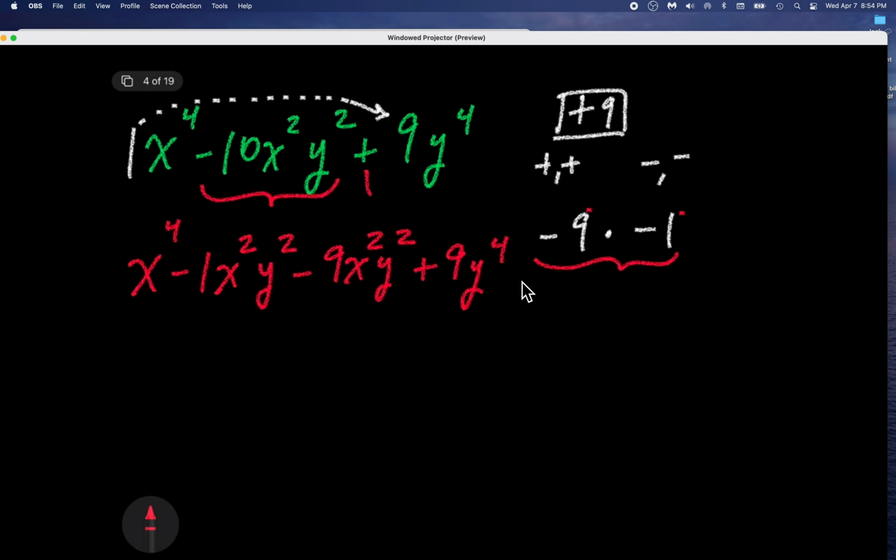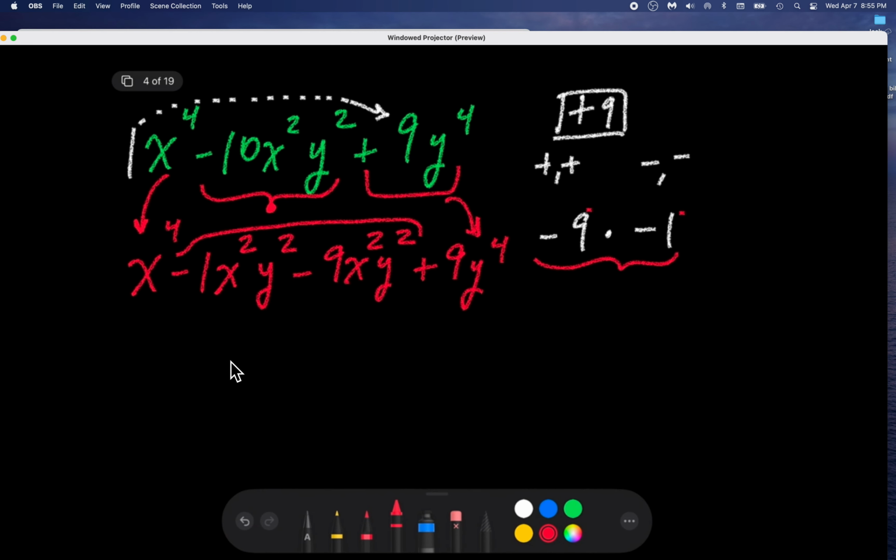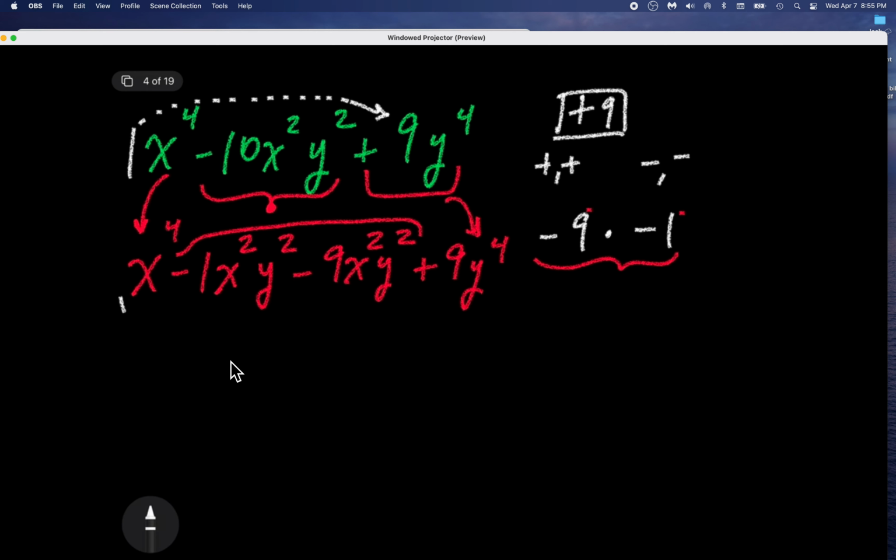Okay, so we rewrote this as is, and then we took the negative 10x squared y squared and we rewrote it like that. Negative 1x squared y squared minus 9x squared y squared gives you this. Now what does that allow us to do? Well, it allows us to now treat this expression as two halves. First half, second half. And we're going to look for a greatest common factor.